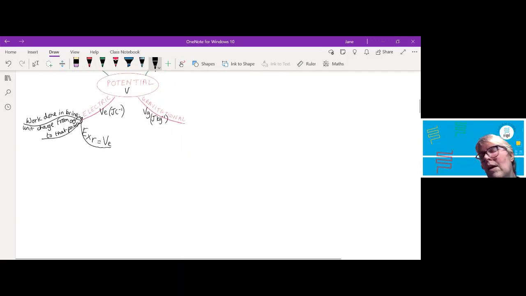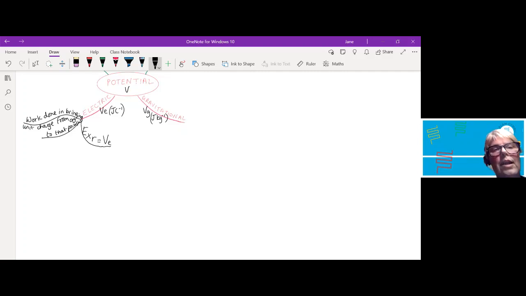Whereas in gravitational, it is the work done in bringing unit mass from infinity to that point in the gravitational field. So that's given by Vg, which will be the gravitational field strength times R. Well, we have an expression.